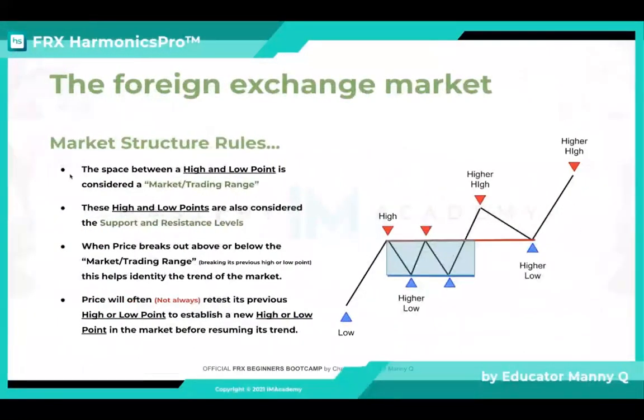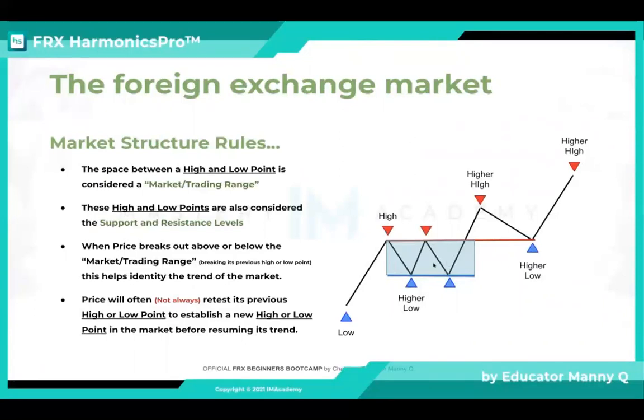Now let's talk about market structure rules, okay? And this is going to go hand in hand with everything that I just trained you on, but in more detail. The space between a high and a low point is considered a ranging market. As an example, when the market is low, the market swings high and the market swings back low. We now have a predetermined high point and a predetermined low point. As long as price is trading within this range, this is considered a ranging market.